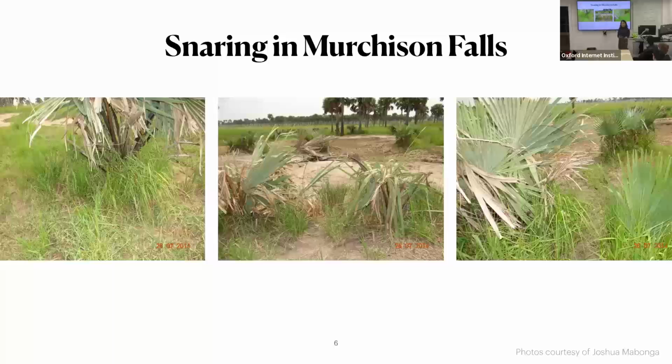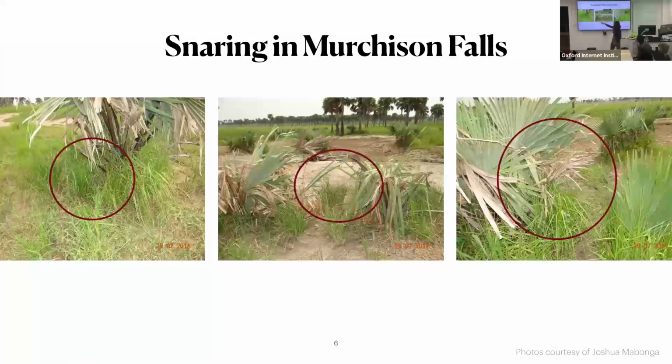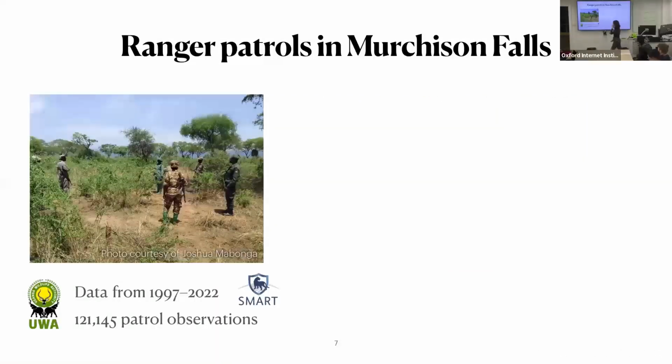And to just get a better sense of why this problem is so difficult, here are 3 pictures of snares in Murchison Falls. And even though these are head-on photos, you can see how difficult it is to find. So I've circled here where all the snares are. This is to understand the challenge of patrolling a large forest, trying to look for these snares.